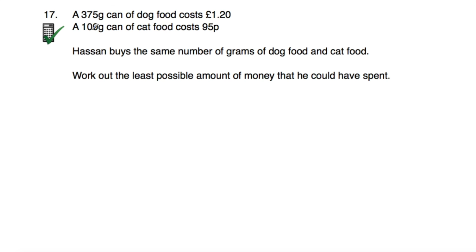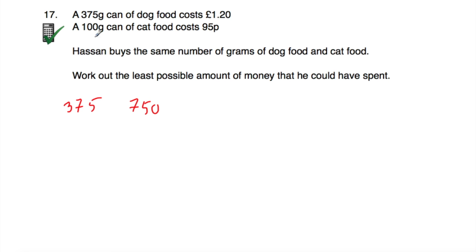Okay, now in terms of the cat food, he could buy 100 grams, 200 grams, 300 grams and so on. We know that the number of grams of cat food that he buys must be a multiple of 100. Let's focus on the dog food. And this is a calculator question, so that's quite nice. So I'm going to list the multiples of 375. One can is 375 grams. I'm going to add another 375, and that's equal to 750 grams. So if he bought 2 cans of dog food, that'd be 750 grams.